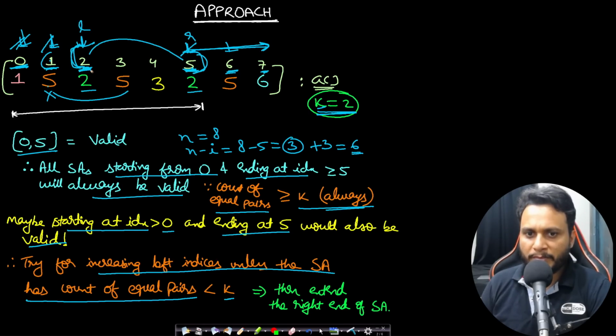Because if you cannot make a valid subarray starting from 2 and ending at the last index, then you can never make a valid subarray starting from 3 and ending at the last index. That is never possible, right? And that is why the 2 pointer sliding window approach works here.